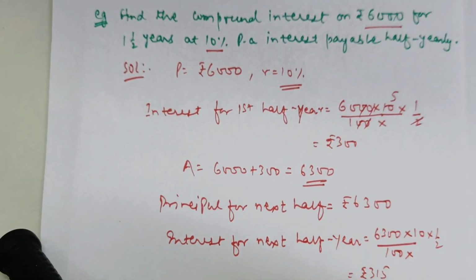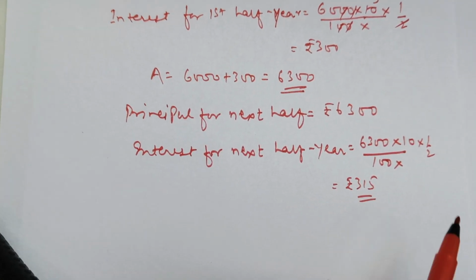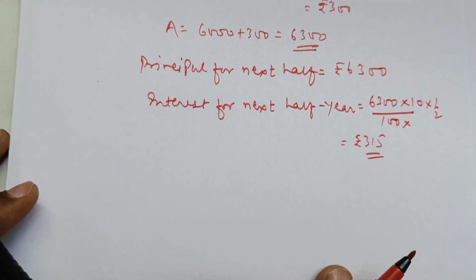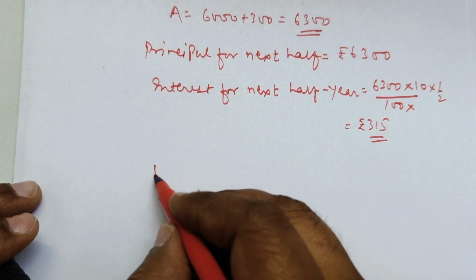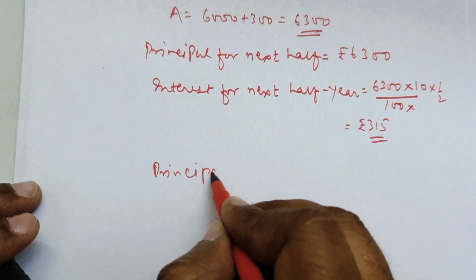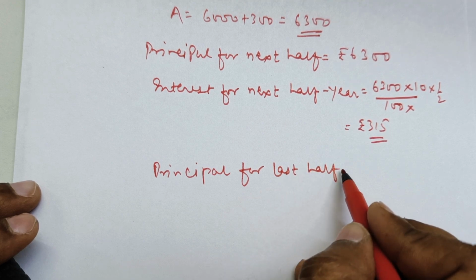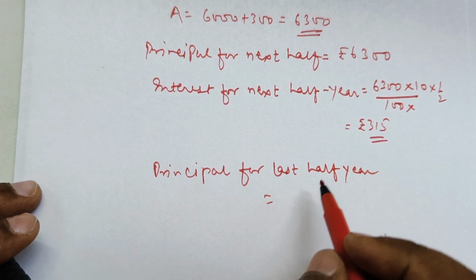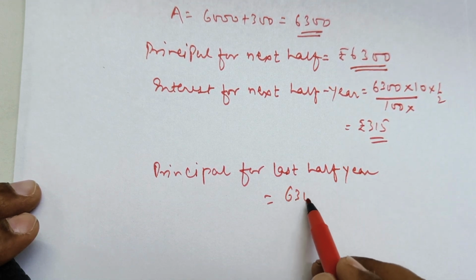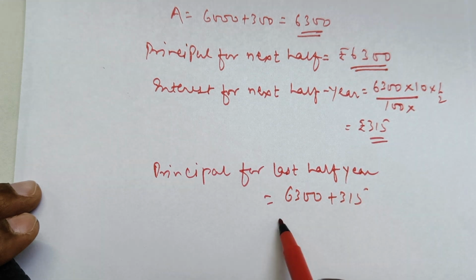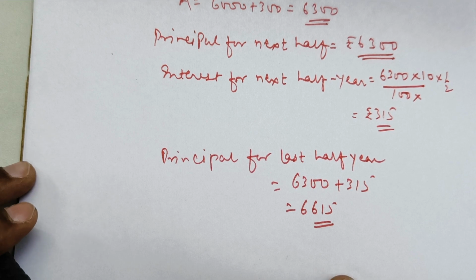Since the time is 1.5 years, till here we have reached one year. Now we'll have to find the principal for the last half year. The principal for the last half year is equal to, earlier the principal was this, here the interest is this, so we'll add them. So this is now 6,615. This will be the principal for the last half.